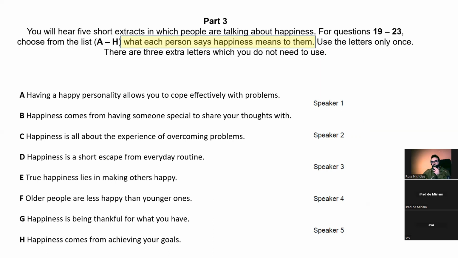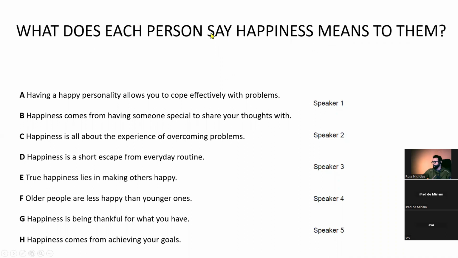Now turn to part 3. You will hear 5 short extracts in which people are talking about happiness. For questions 19 to 23, choose from the list A to H what each person says happiness means to them. Use the letters only once. There are 3 extra letters which you do not need to use. You now have 30 seconds to look at part 3.